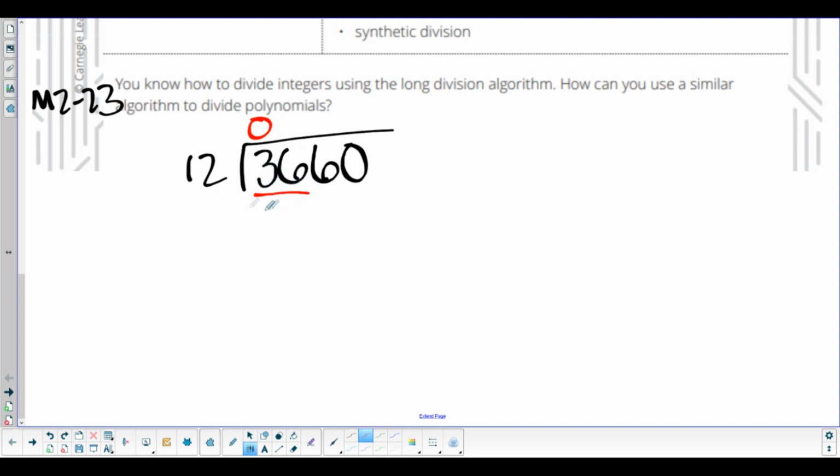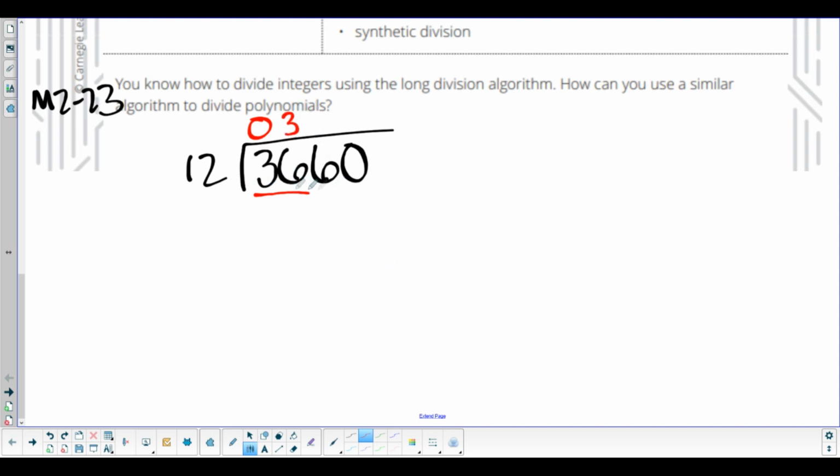Now I'm at 36. How many times can 12 go into 36? Well, it's 12, 24, 36. So 3 times exactly, which is nice, okay? So here's what you do. You then say 12 can go into 36 3 times.